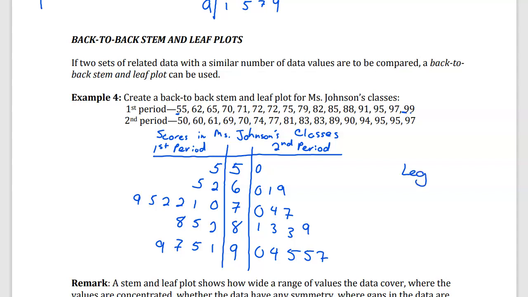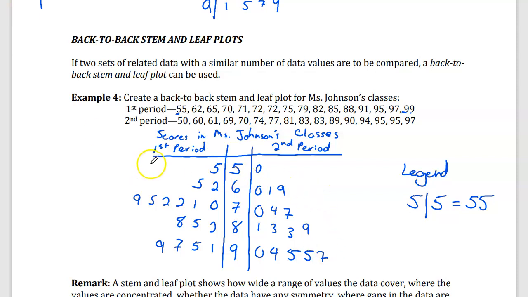And then again, we'll do a legend. You don't have to do a separate legend for both sides, but you can say 55 is equal to a 55. Anytime you're looking at a stem and leaf plot, you have your stem, and the smallest leaf always is closest to that stem. And that's what we're looking at when we look at stem and leaf plots.